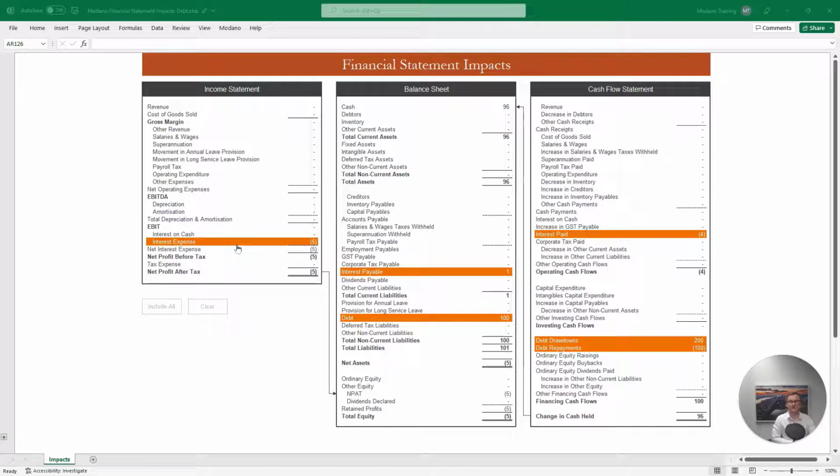What's interesting about the interest expense is that it's reported as an operating expense and included in the income statement, and the payment is included within the operating section of the cash flow statement. We also adjust for any interest expense which is not yet paid by increasing our interest payable within the current liability section of our balance sheet.